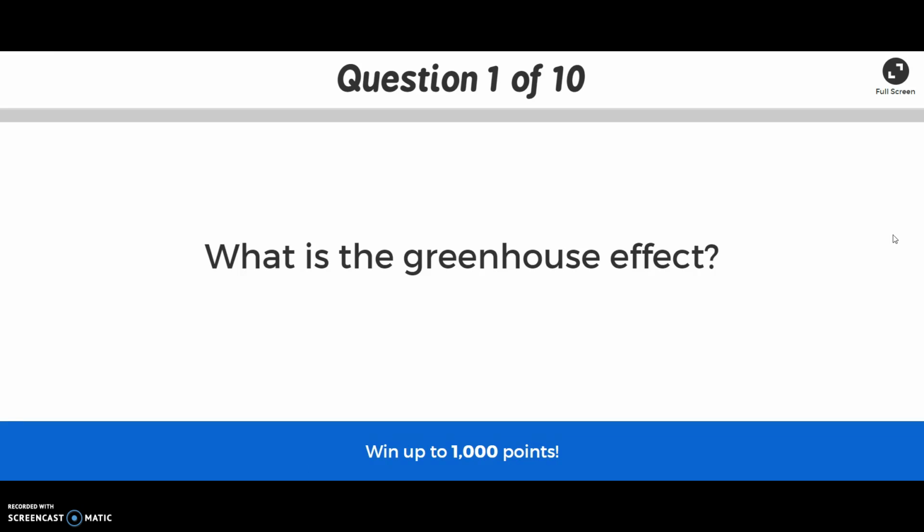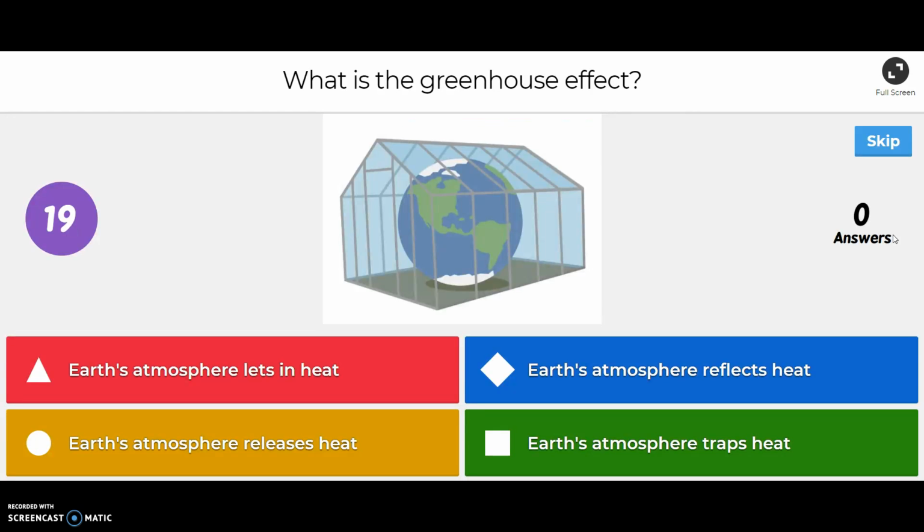So it'll show the question and then it'll have a picture and then have four different options. And so it'll give me 20 seconds to answer this question. And so I'll look at the answers and pick the one I think makes sense.